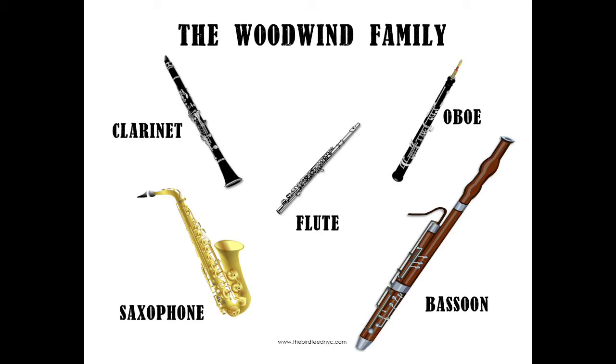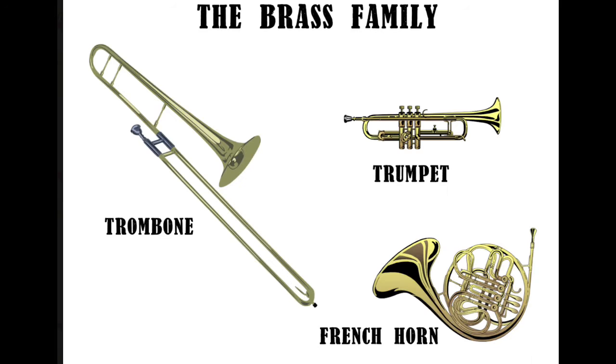Next up is the woodwind family. So we have the clarinet, the oboe, the flute, the saxophone, and the bassoon, all members of the woodwind family. Next, let's look at the brass family. The brass family includes trombone, trumpet, and French horn.